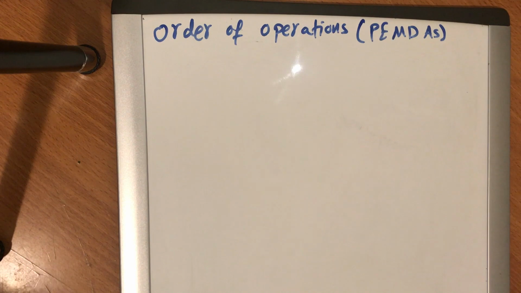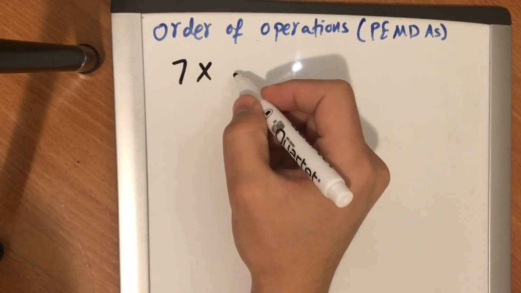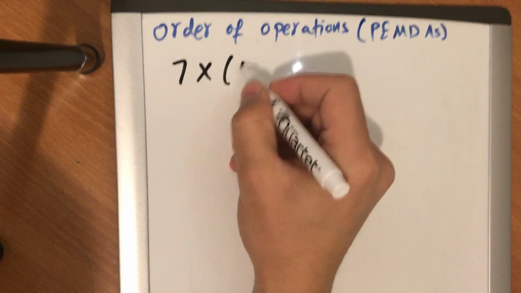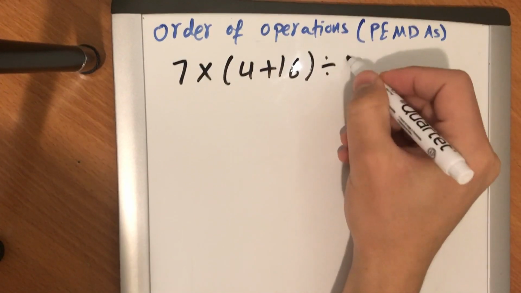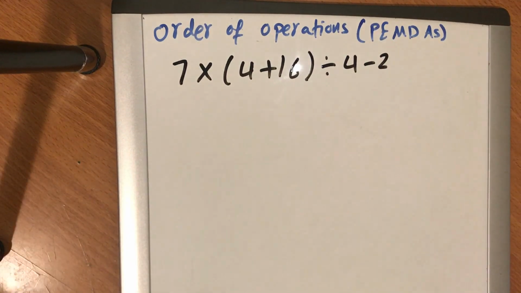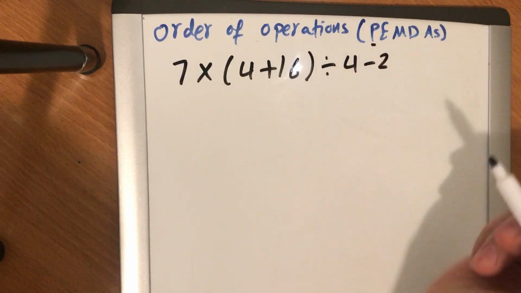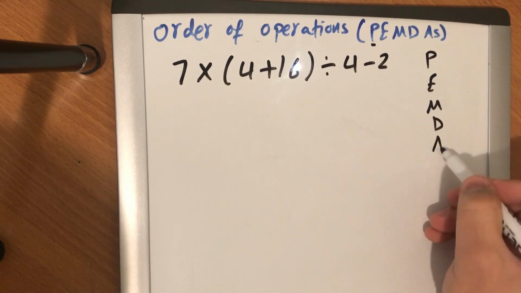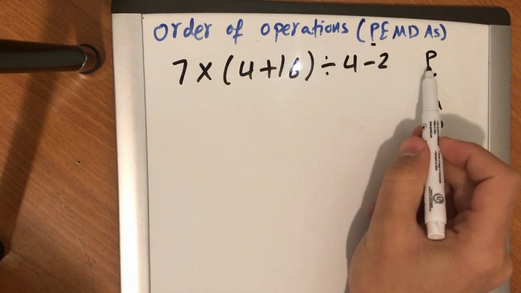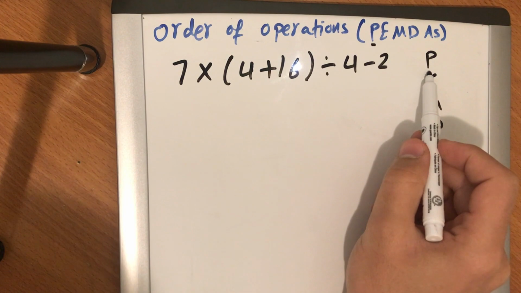If I have a problem that says 7 times (4 plus 16) divided by 4 minus 2. Now, how do you do this problem? Well, first thing is that you have P, which is, let me write it here vertically, PEMDAS. Now, P stands for parentheses. That means you have to solve whatever is inside the parentheses first.